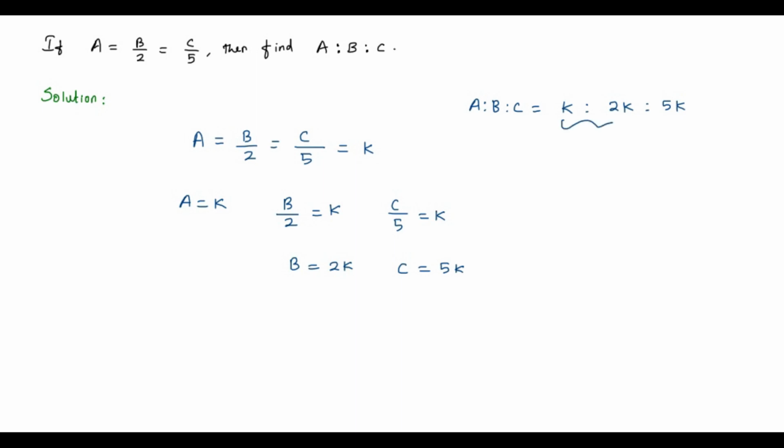Okay, now we have to simplify this ratio. There is a common divisor K for all the three terms, so I am going to divide all the three terms by K. When I do so, I get A is to B is to C is equal to K, and K will get cancelled, we get 1, and here K can be cancelled, we get 2, and here we get 5. So the ratio A is to B is to C is equal to 1 is to 2 is to 5.